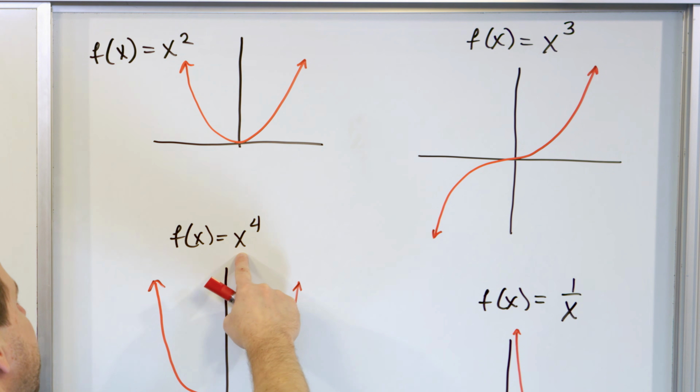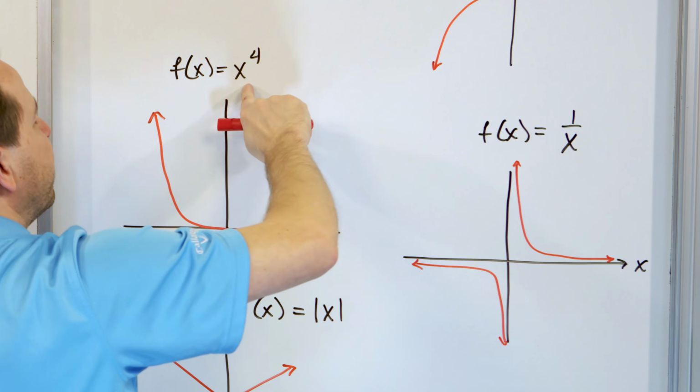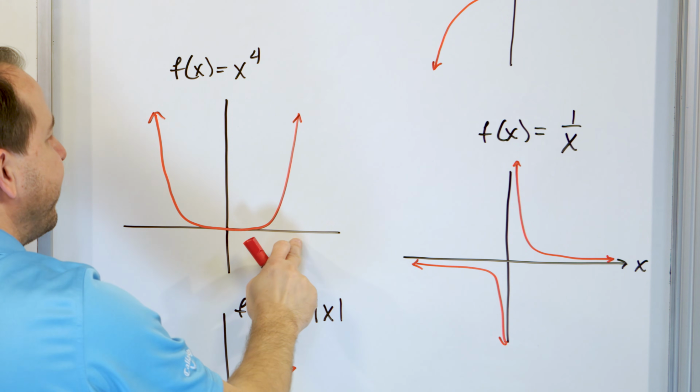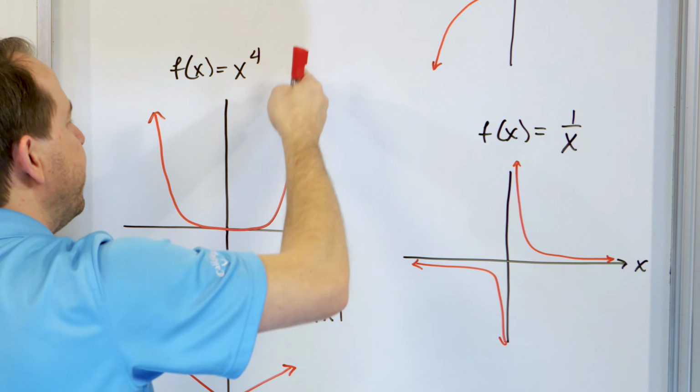Now this one is to the 4th power. That means it's getting even steeper than this because you're multiplying it times 4. So if x was 5, it would be 5 times 5 times 5 times 5. So it gets really, really, really steep fast.